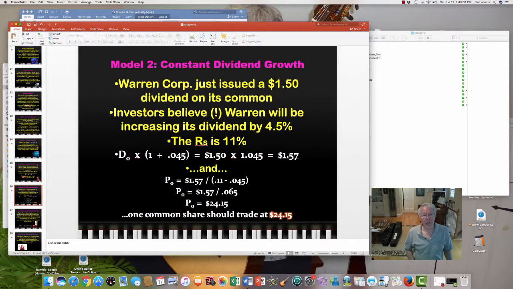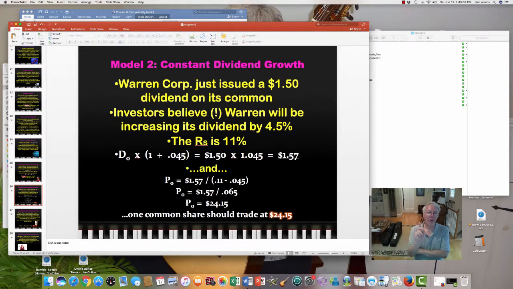All right, here's a fictitious company called Warren. They issued a $1.50 dividend per share on its common stock. Investors believe, and I put an exclamation point there because everything is based on this belief, right? Okay, investors in the market believe that Warren will be increasing its dividend by 4.5%. The R sub S, we've got to have that number, is 11%. We have to solve this in 2 steps.